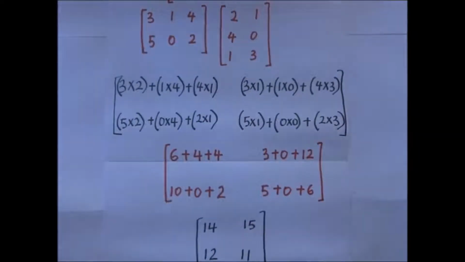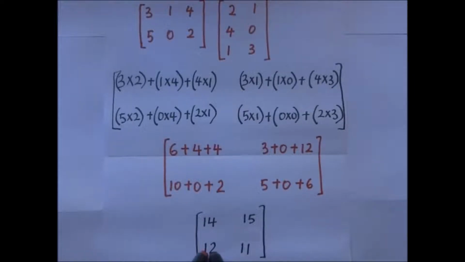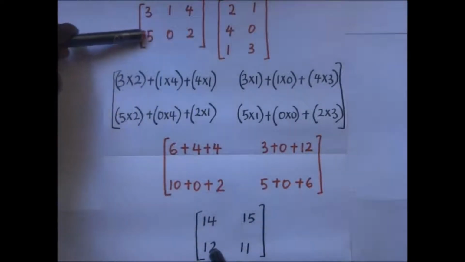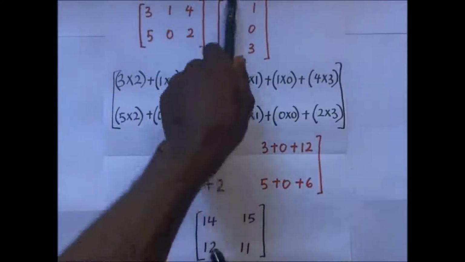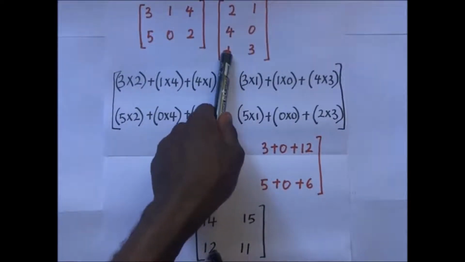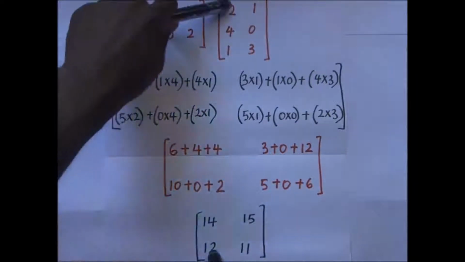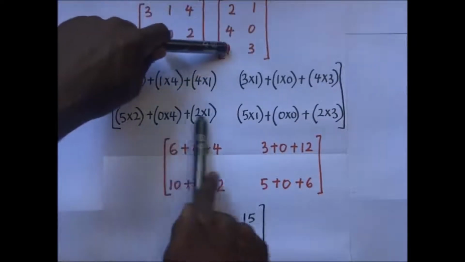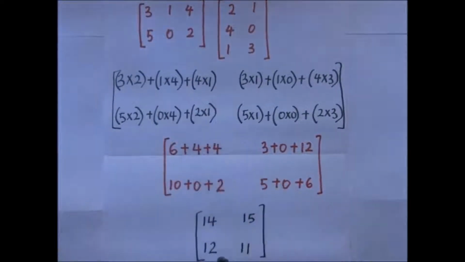The same here, for us to be able to get this number 12. First of all, it is positioned in the bottom row, but in the left hand column. So if you're multiplying to get this 12, we're supposed to multiply the bottom row by the left hand column. So it is 5 times 2, which is that, plus 0 times 4, which is that, and then 2 times 1, which is that. And this is what gave us the 12.